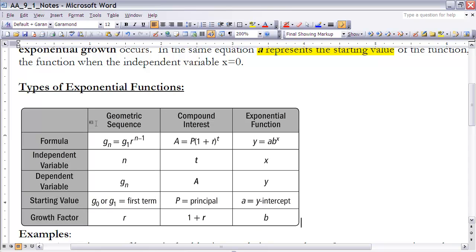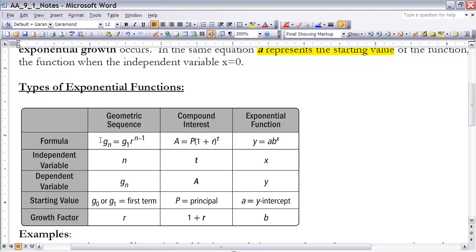Next, I'd like to take a look at types of exponential functions. Now, we've actually looked at exponential functions prior to this chapter. It's just that they were always discrete, as opposed to what we're going to be looking at in this chapter, where they're continuous. And we'll talk a little bit more about what the difference is there. We've explored that before. But with the geometric sequence, that would be considered exponential.